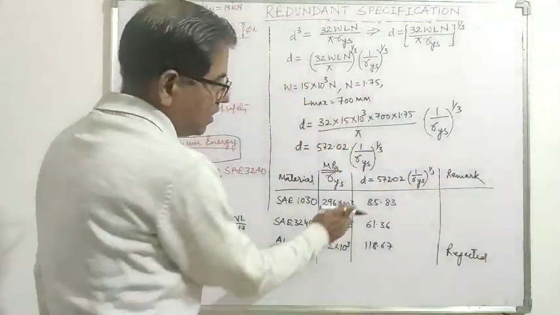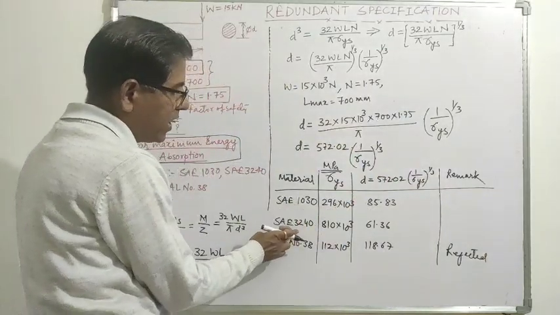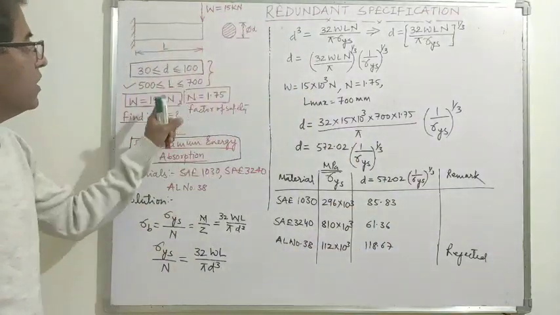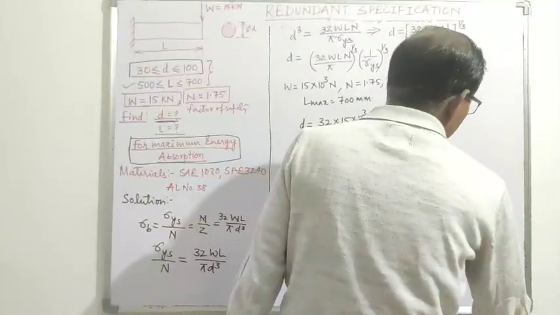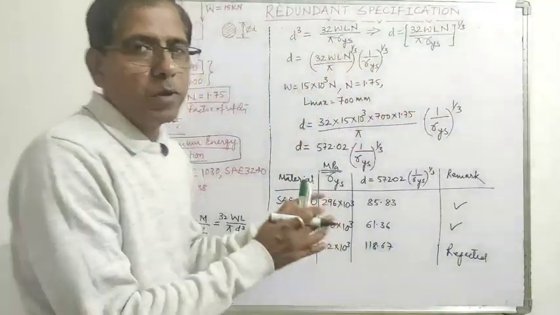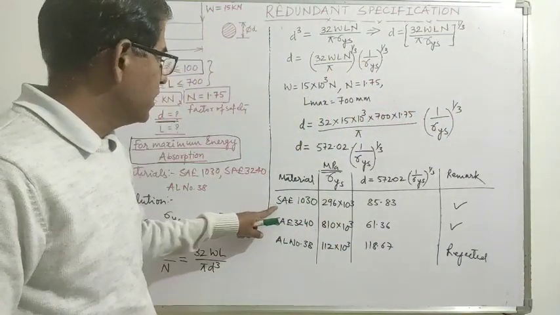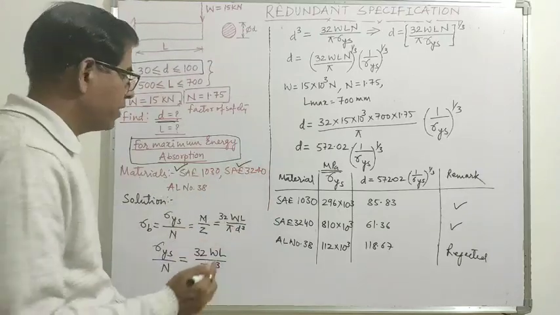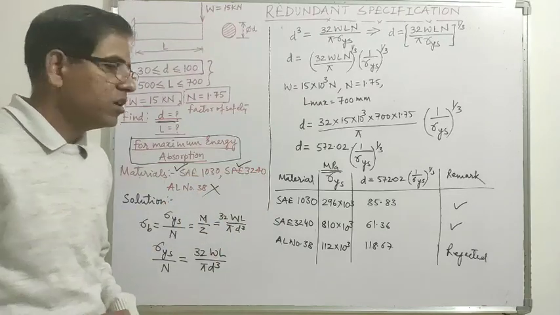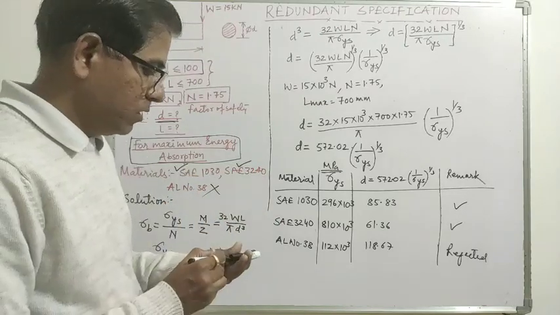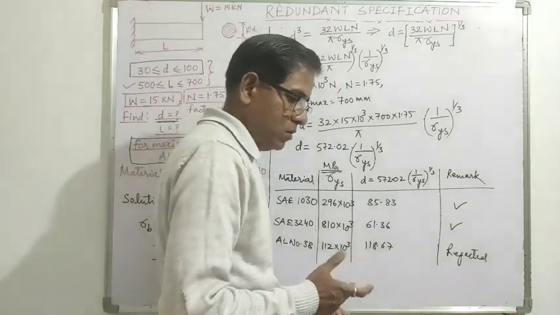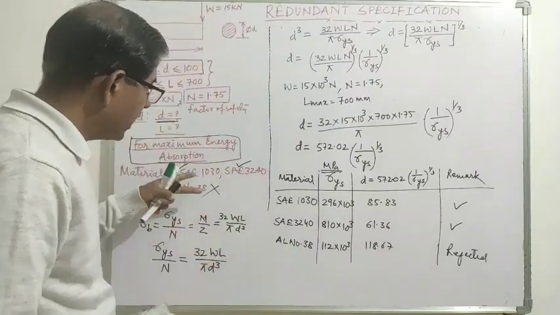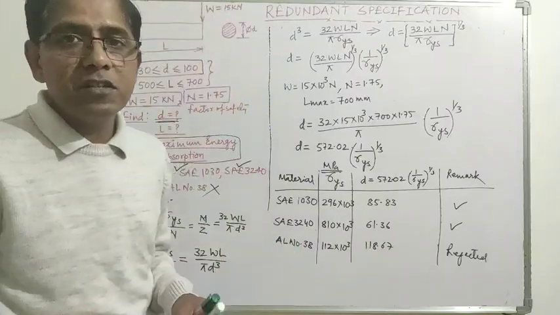Whereas SAE 1030 and SAE 3240 both give the diameter within the range, so these will be selected for further optimization. So we have selected SAE 1030 and SAE 3240 for further optimization, whereas aluminium 38 is rejected. Now we try to find out which material out of these selected materials will give the maximum energy absorption.